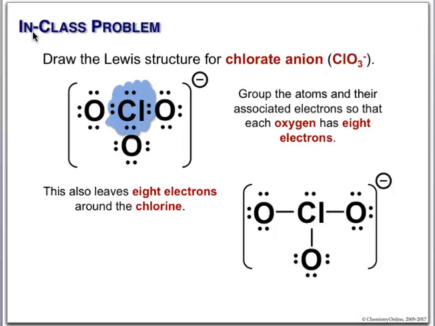Remember the dash. Whenever you see a dash between atoms, that tells you those are 2 electrons that are involved in a covalent bond. If we have 2 dashes, that's 4 electrons. 3 dashes would be 6. Every dash is 2 electrons in a covalent bond. Any questions?